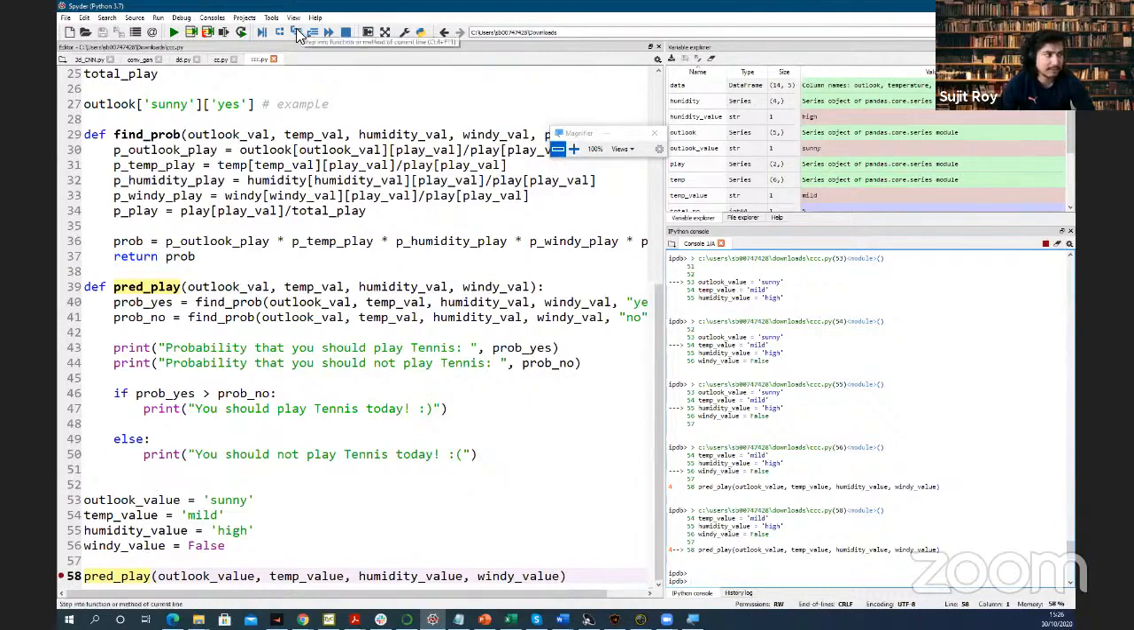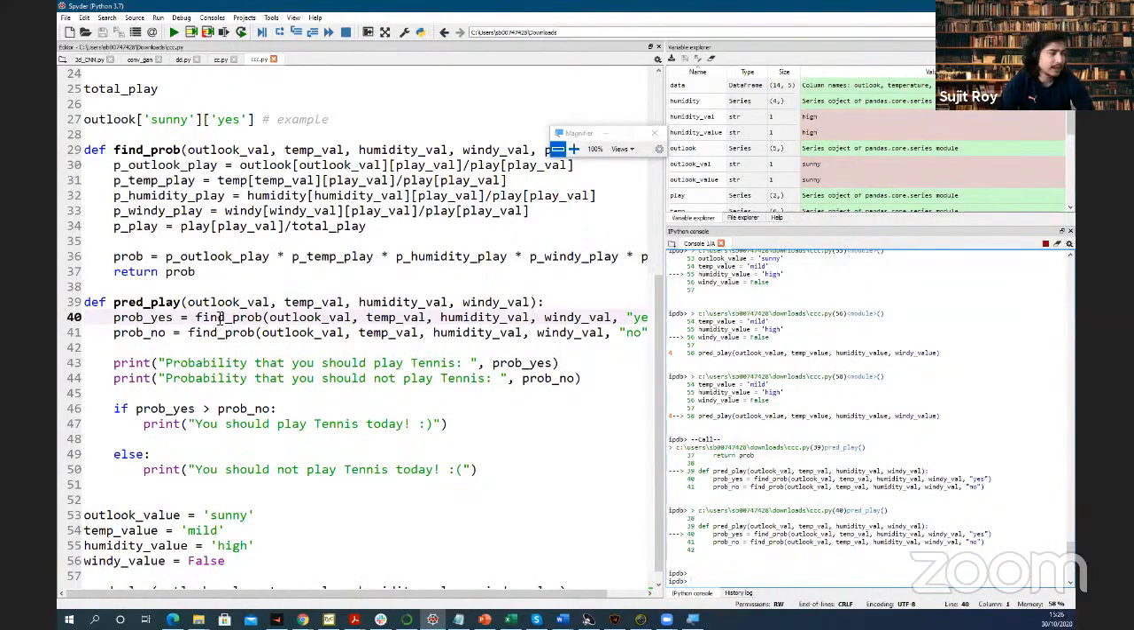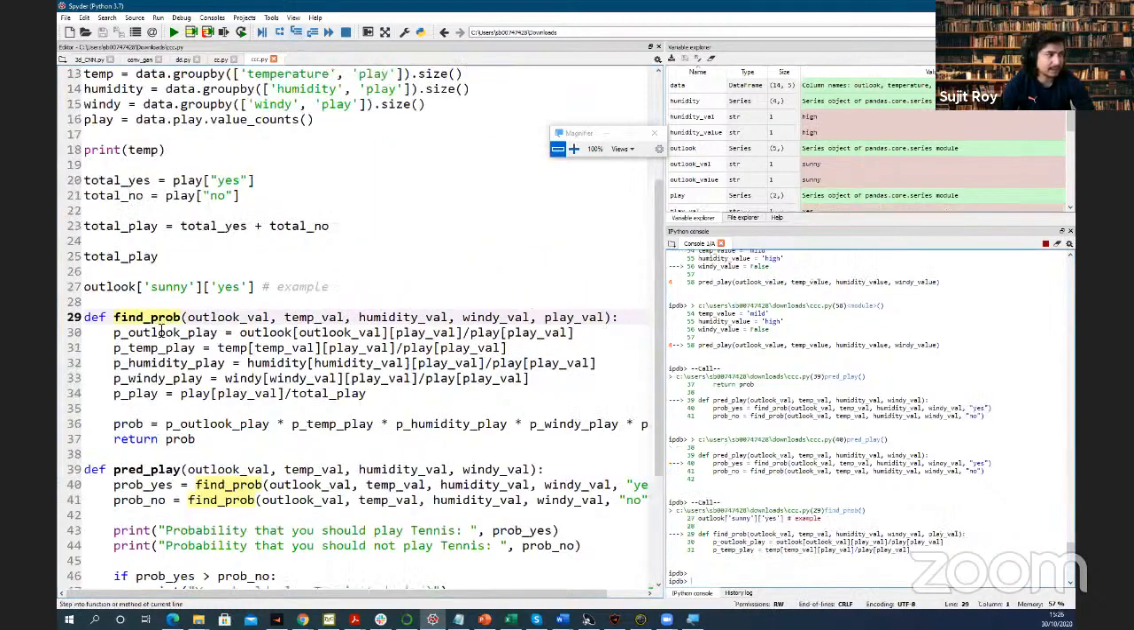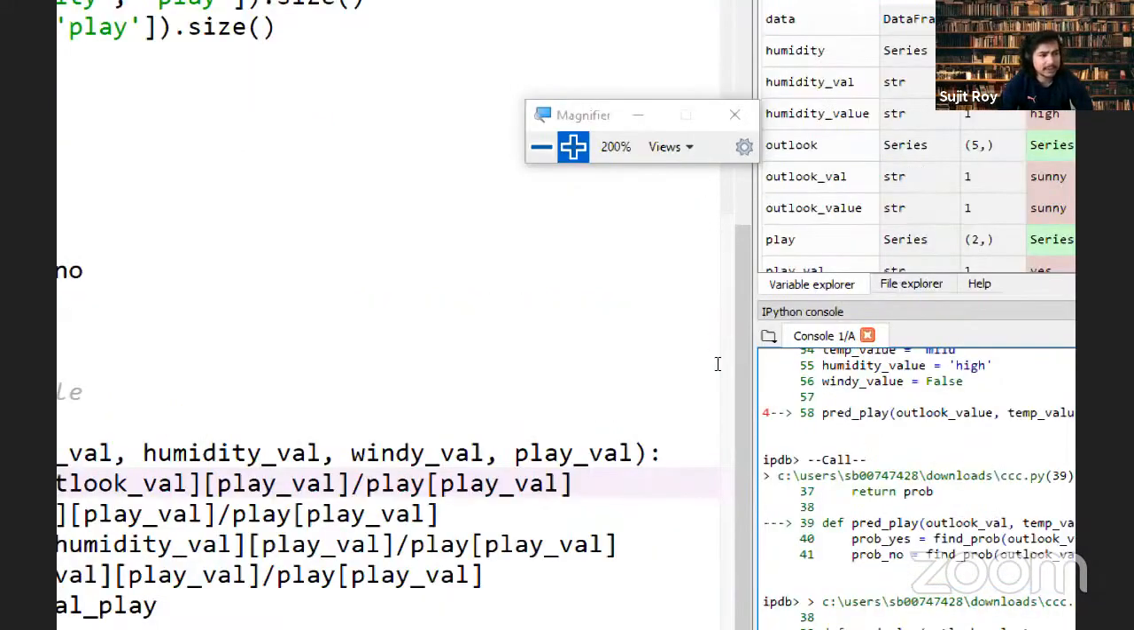So I'll step into this function and I reach here. As soon as I reach here, I want to calculate the probability of yes. So it will go into the function of find probability, and the function for find probability is here. So now I'll go inside this function. So I went here. Now we have find probability and these values which were here. If I go just down, now you look at outlook value, temperature value, humidity value, and other stuff. You zoom it, you look at outlook value, it is sunny.